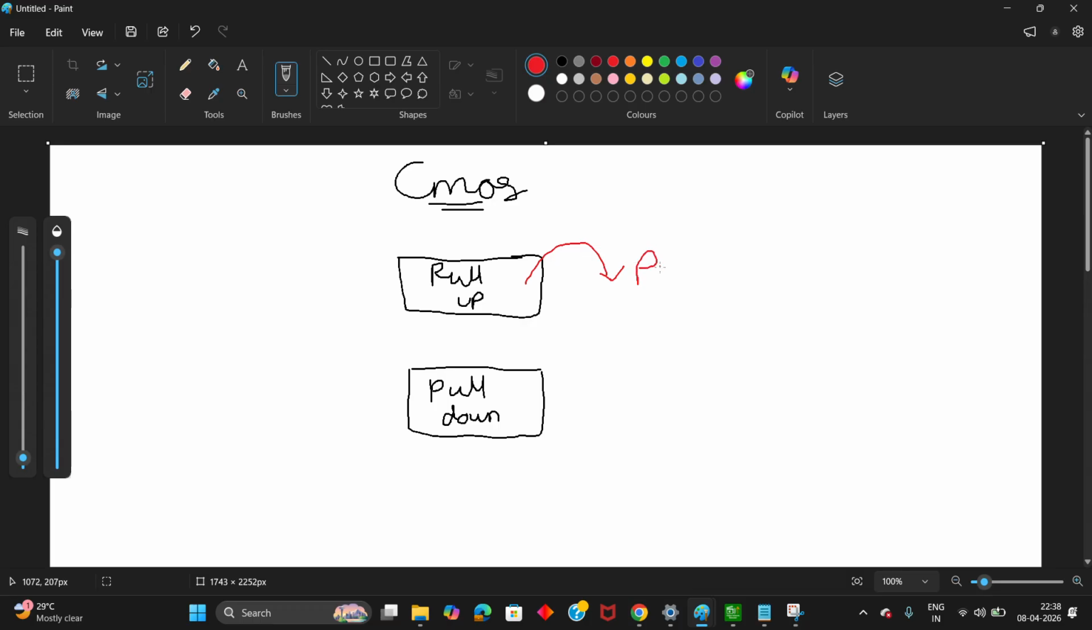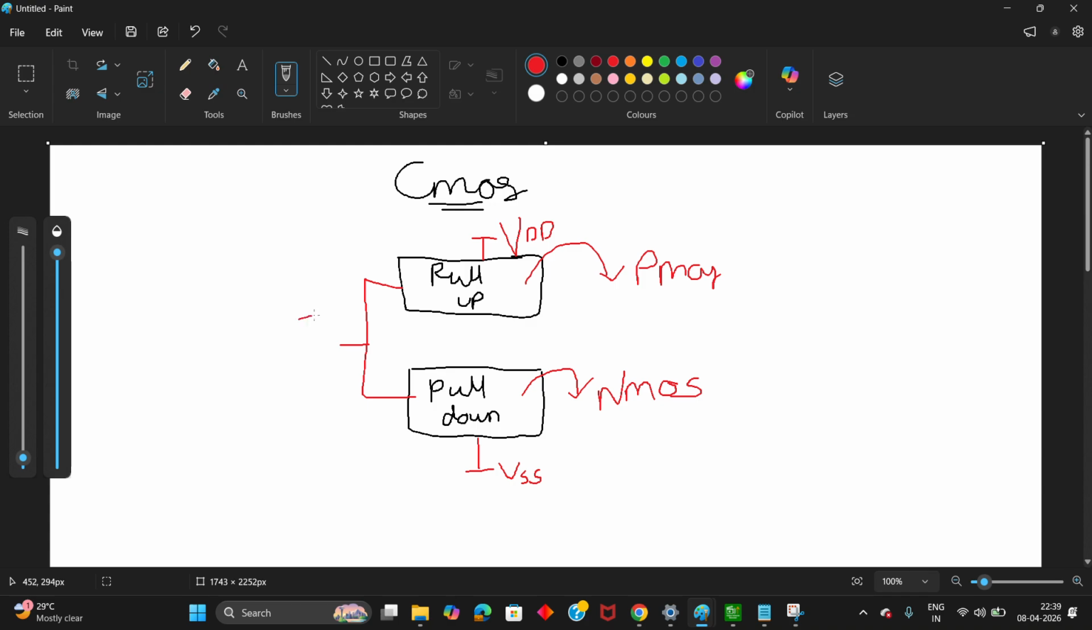PMOS transistors you are going to have in the pull up network, and in the pull down network you are going to have NMOS transistors. Okay, now for the pull up network you are going to give the high biasing voltage, that is VDD. For the pull down network you are going to give the low biasing voltage, that is VSS. And to both pull up and pull down network you are going to apply the input.